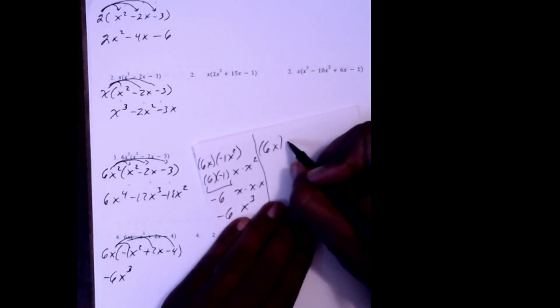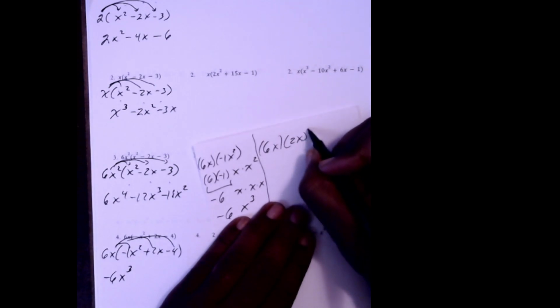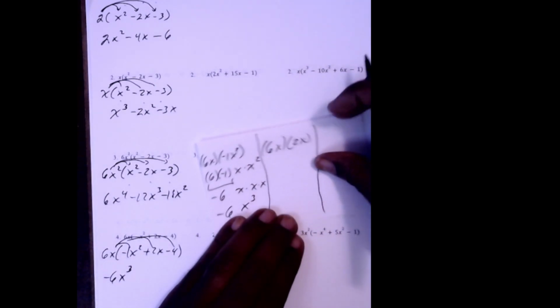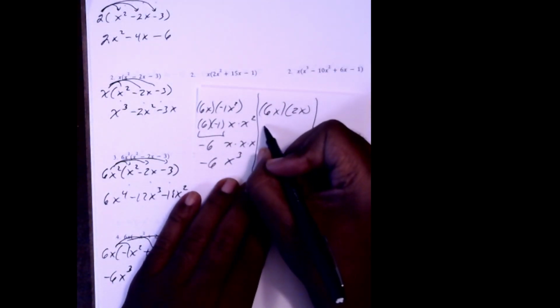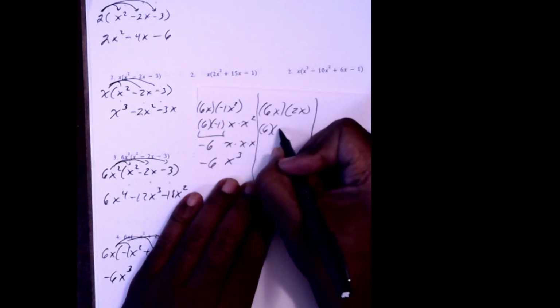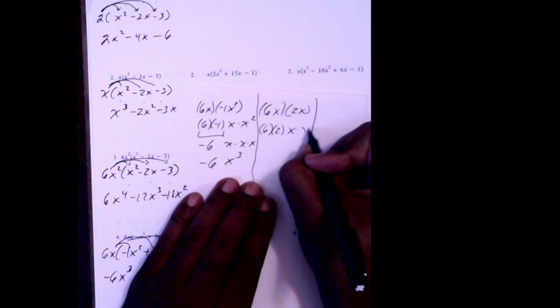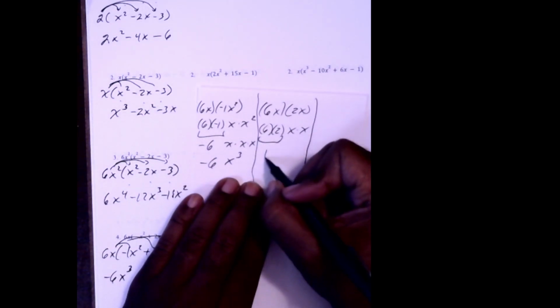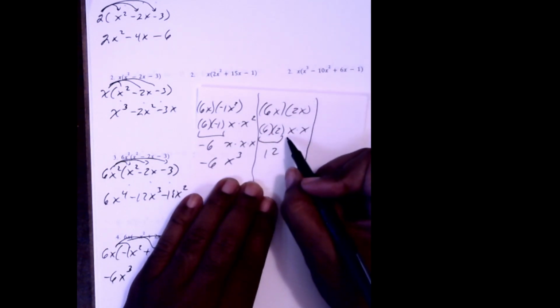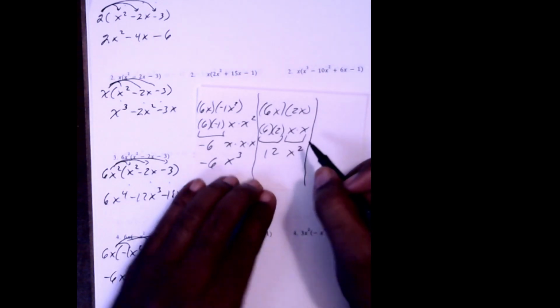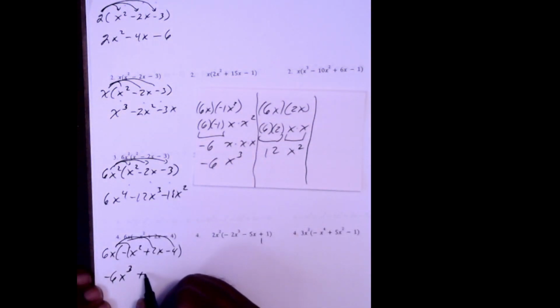Next, we have our 6x multiplying with our 2x. So let's show that process right here. I can rearrange this using the associative property, and this will be a 6 times a 2, and over here will be x times x. The 6 times 2 gives us a 12, and that's going to be a positive because there's no negatives around. And the x times x gives us an x squared. So this is going to be a positive 12x squared.